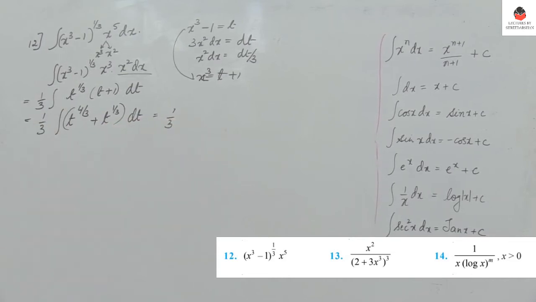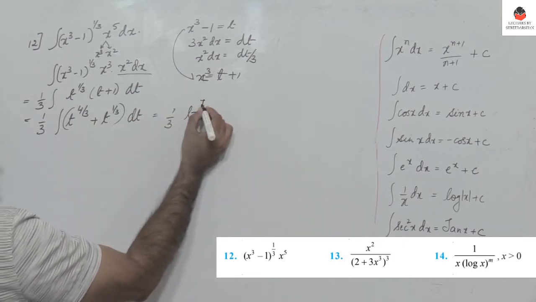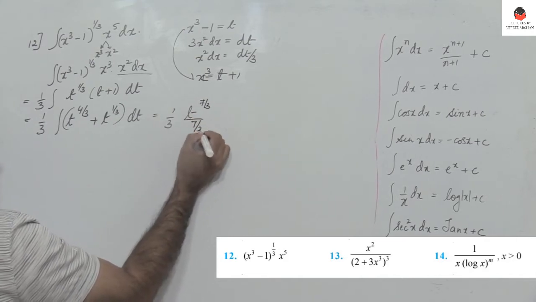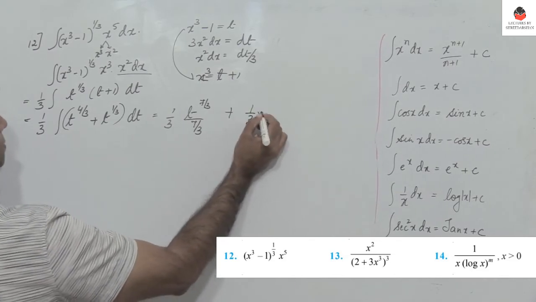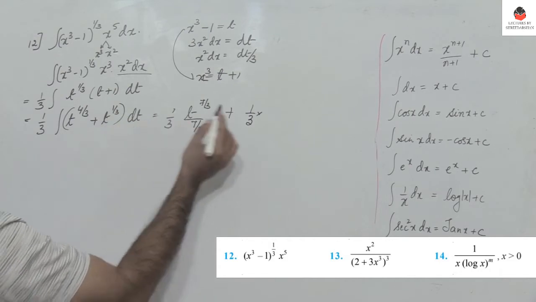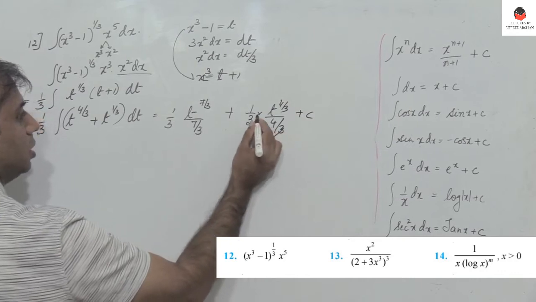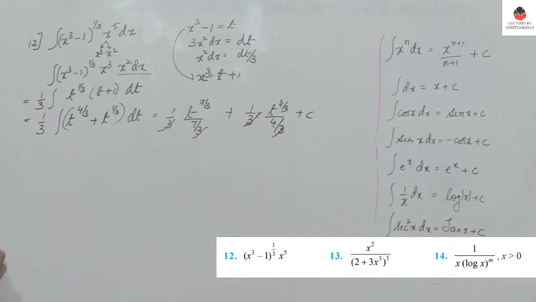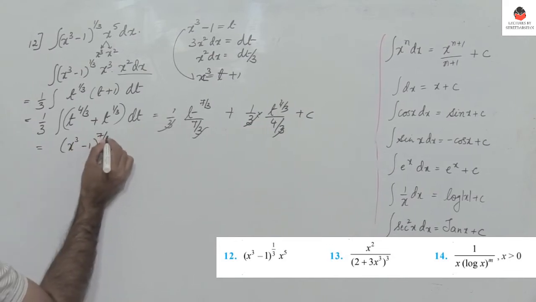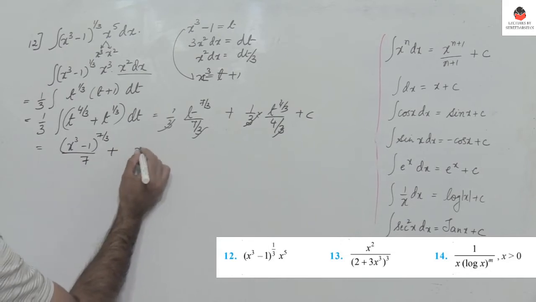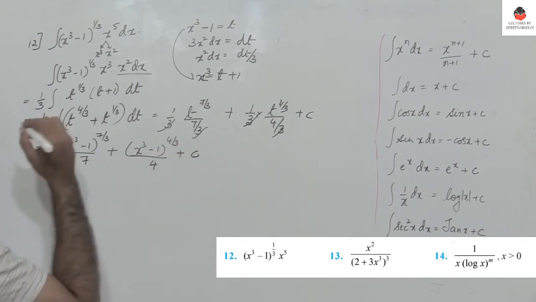So integral t power 4 by 3 is what? So it's going to be t power 4 by 3 plus 1, so it is 7 by 3, divided by 7 by 3, plus 1 by 3 into t power 1 by 3 plus 1 is t power 4 by 3 divided by 4 by 3, plus c. So 3 and 3 get cancelled. So you get t is x cube minus 1, whole power 7 by 3 by 7 plus x cube minus 1 whole power 4 by 3 by 4 plus c.